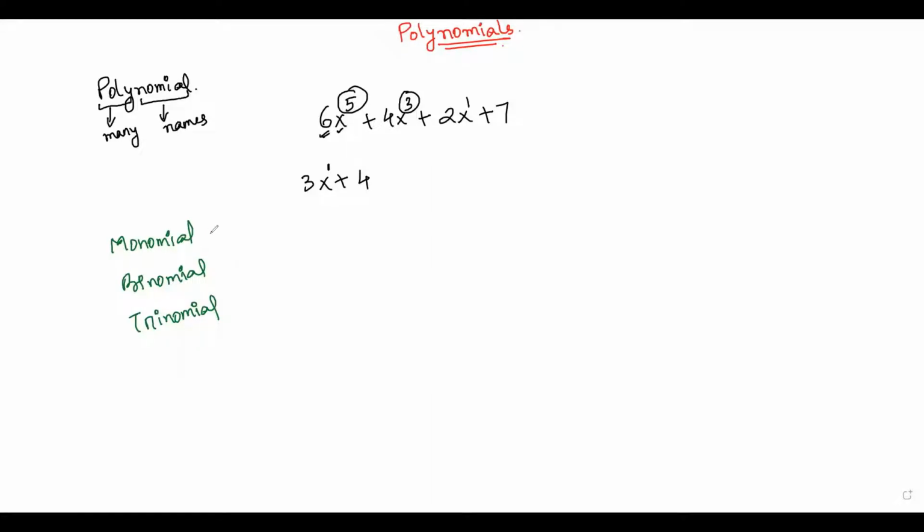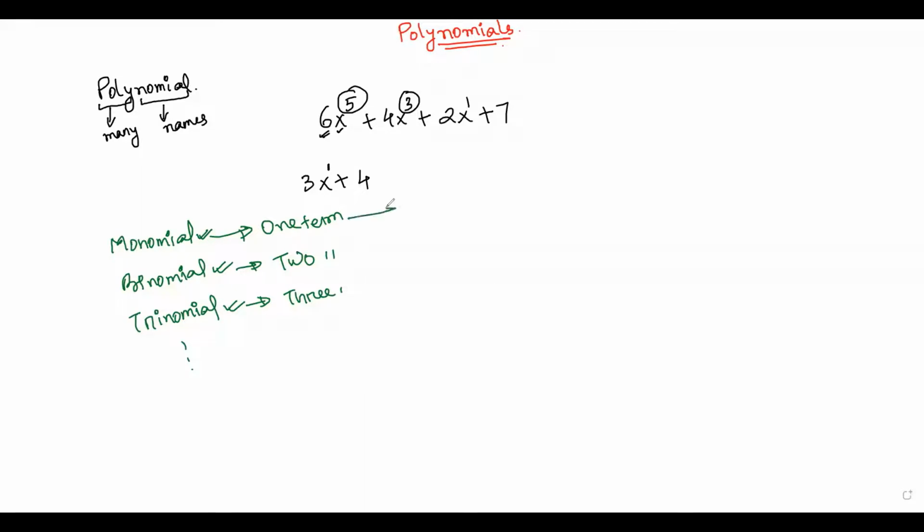Now, we often hear the words monomial, binomial, trinomial, and so on. This simply means that any polynomial which consists of only one term is called a monomial. In a similar way, any polynomial which consists of only two terms can be termed as a binomial. Any polynomial which consists of three terms can be termed as a trinomial, and so on.